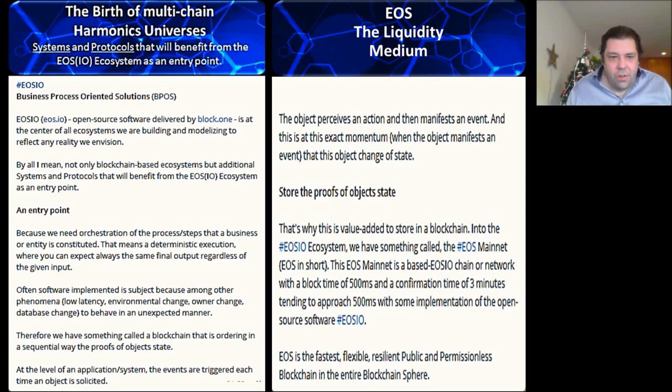Because we need orchestration of the process, and in each process there are steps, the process steps that a business or entity is constituted of. That means we need a deterministic execution, and EOSIO provides that, where you can expect the same final output regardless of the given input. In this sense, this is very reliable because the software implemented is often subject to phenomena like low latency, environmental change, owner change, database change, and any other phenomena that I cannot expect, so that it could behave in an unexpected manner. We agree, it is very important. The software today has to be robust, and by using the EOSIO technology, you ensure that.